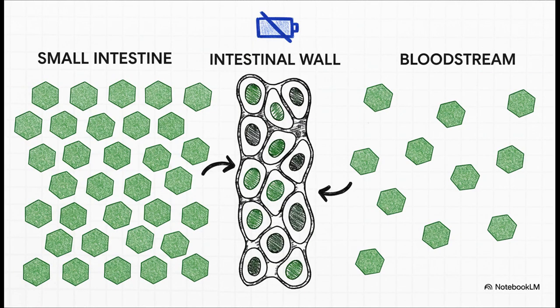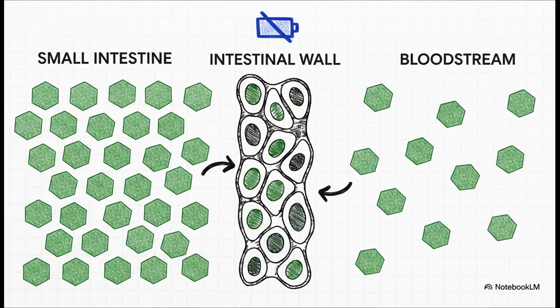So first up, absorption. This all kicks off in the small intestine. Now, because THC is so fat-soluble and doesn't have an electrical charge at the body's pH, it just slips right through the cell membranes of the gut lining. It's a process called passive diffusion. Think of it like rolling downhill. It doesn't need any energy, it just follows the concentration gradient from high to low.